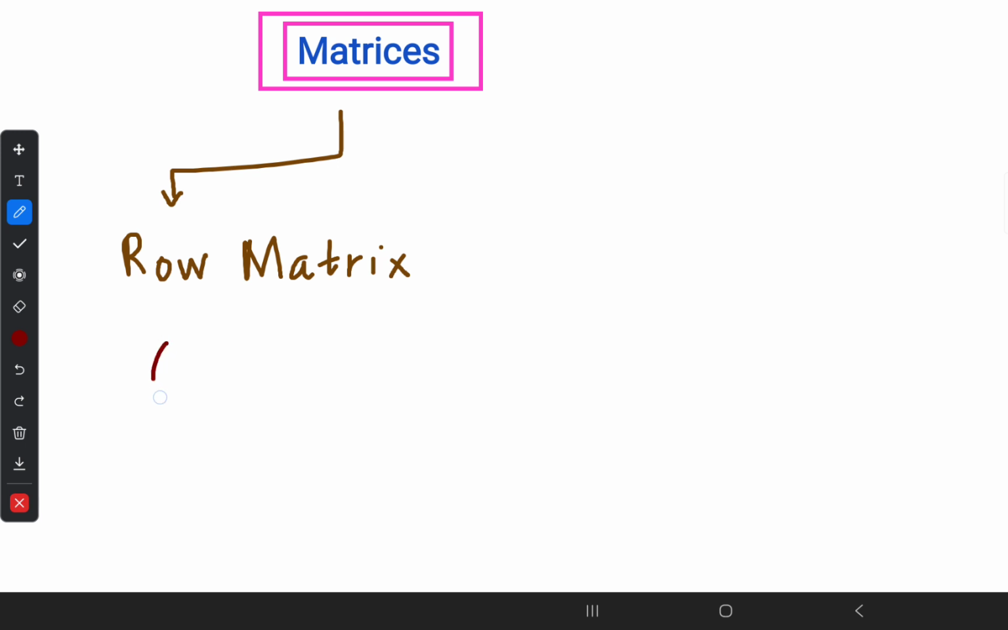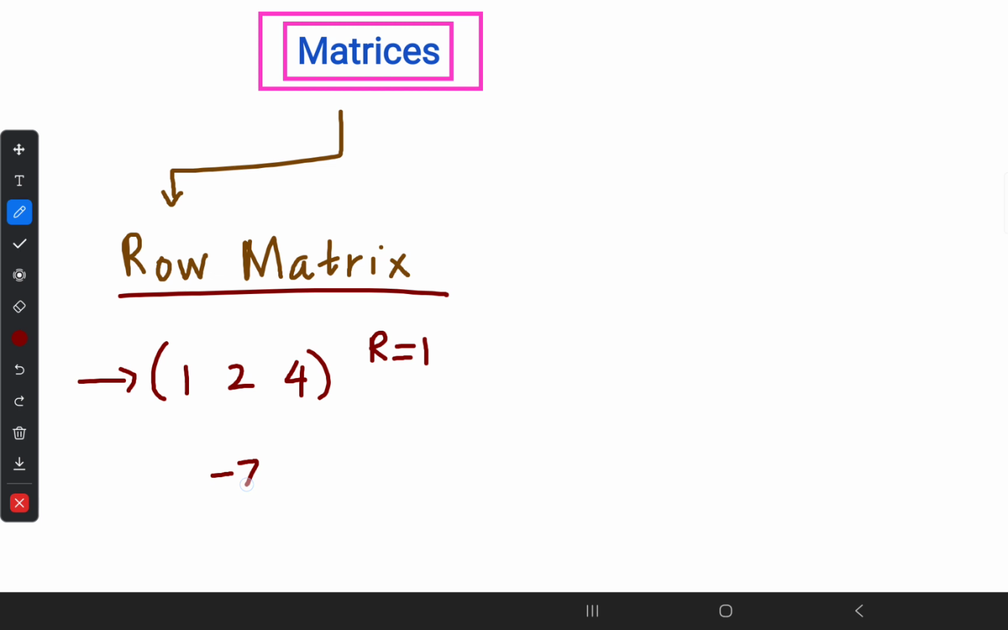For example, here I write 1, 2, 4. So how many rows in this matrix? The row number is just 1. So this is a row matrix, and not only this one, we can write -7. No need to worry about the columns. The row should be exactly 1.